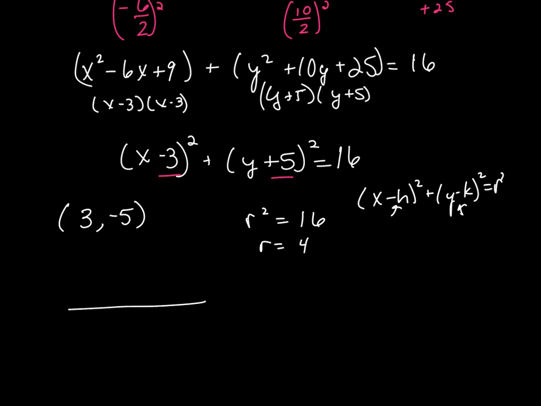So I go through and just graph this. My circle is over here at 3, negative 5. So my center of my circle is here. I go out 4 directions in both pieces and draw my circle.